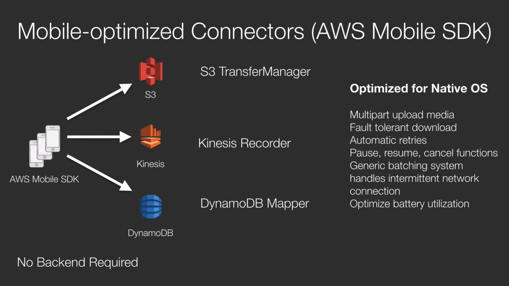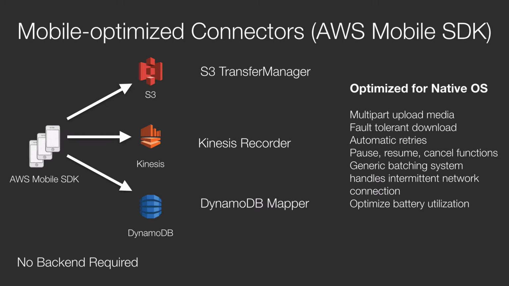The second half of the picture here is mobile optimized connectors. These are present within the SDK. These enable you to work with other AWS services from within the mobile SDK for whatever platform you happen to be developing on. So it's things like the S3 Transfer Manager. This will enable you to do things like support multi-part upload, enable fault-tolerant downloads, automatic retries, and provide pause, resume, and cancel functions. So you can see how we've optimized through the provision of a transfer manager, a connector to enable you to work directly with the S3 service within your mobile apps.